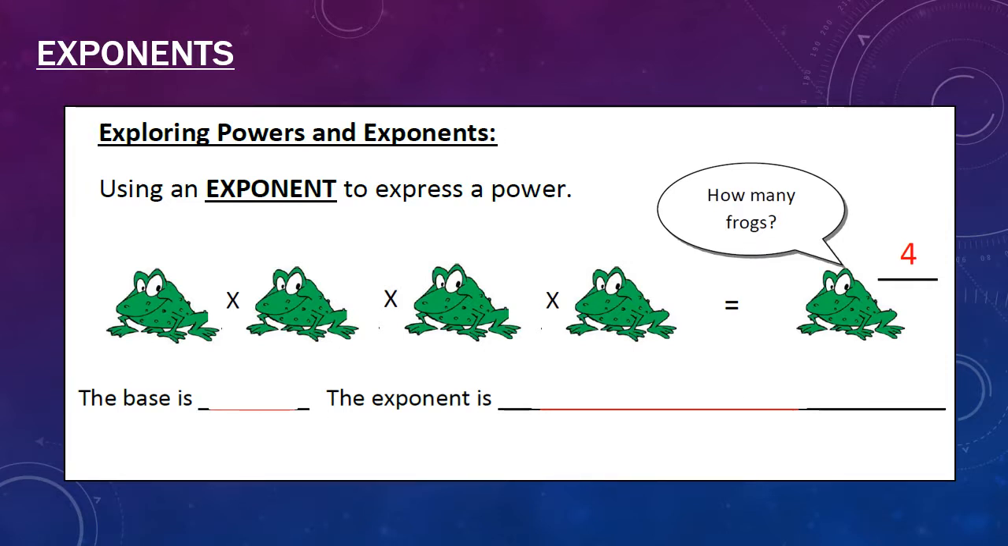So again, in this case, the base would have been the frog. We will use numbers, not pictures. And the exponent is 4 because it tells how many frogs we had, or the number of frogs that we're going to multiply together.